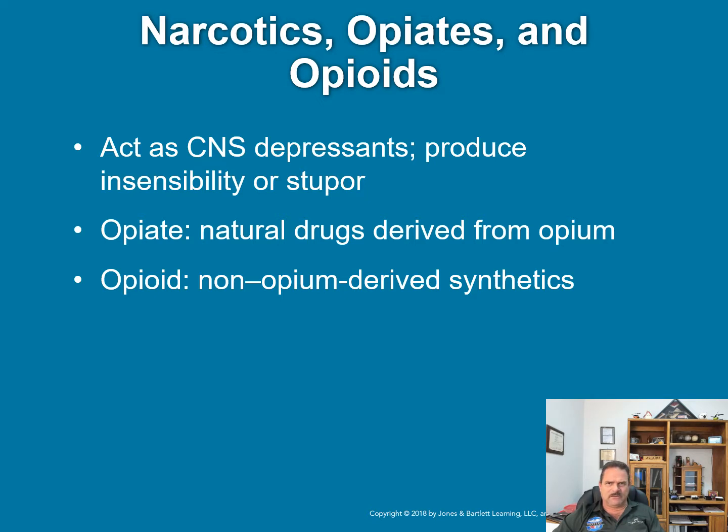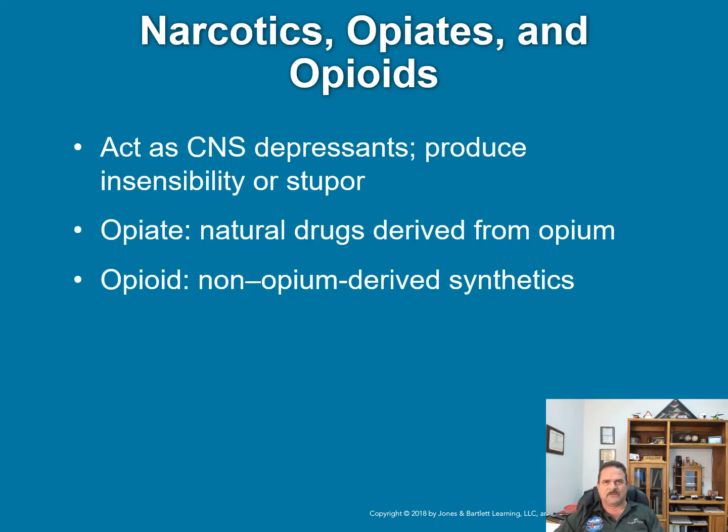Narcotics, opiates, and opioids. Okay, they're CNS depressants. They produce insensibility and stupor, and they manage your pain very well. They are classified as follows: opiates, which are various alkaloids derived from the opium poppy plant, and opioids, which are synthetic narcotics with sedative properties that are not derived from opium. In recent years, incredibly potent drugs such as carfentanil and desomorphine have increased in use on the streets. Pre-hospital providers have seen a significant increase in the number of opioid overdoses since 2000.